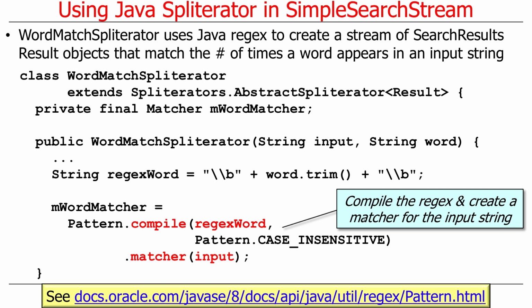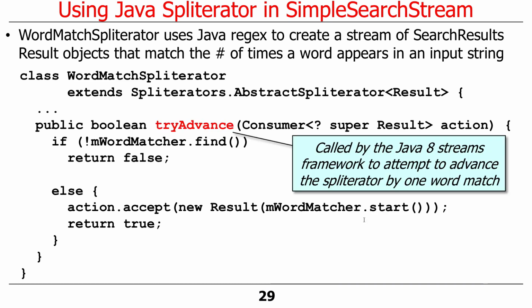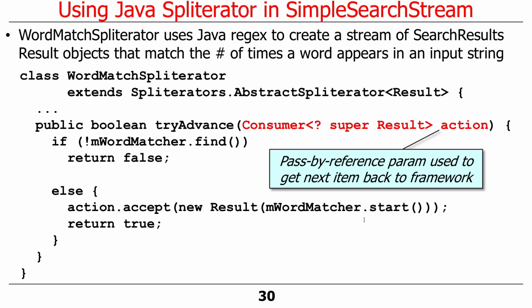So now we've got a regular expression matcher that knows how to find cases of this regular expression word in the input string. And finally, the cool part, the tryAdvance method. tryAdvance is automatically called back by the Java Streams framework, in particular by the StreamSupport.stream method we saw, the factory method that creates a stream. It's called back in order to try to advance the spliterator by one matching word. tryAdvance takes in a Consumer.